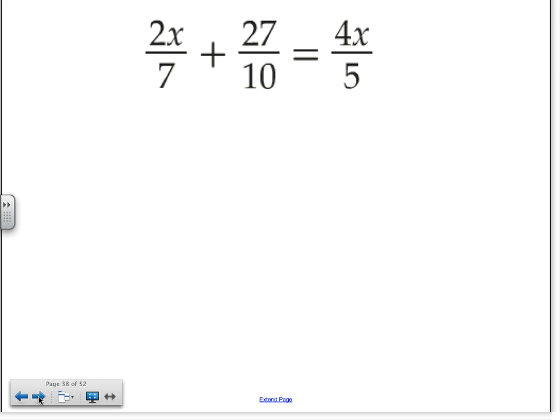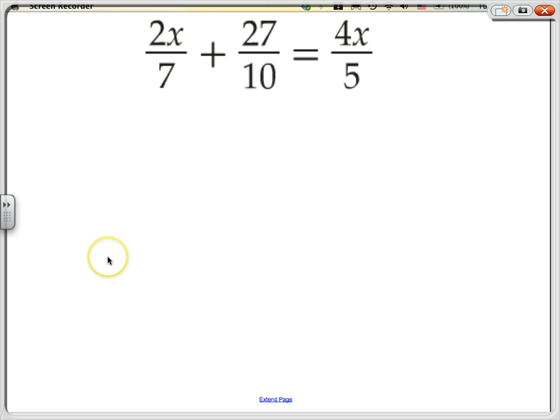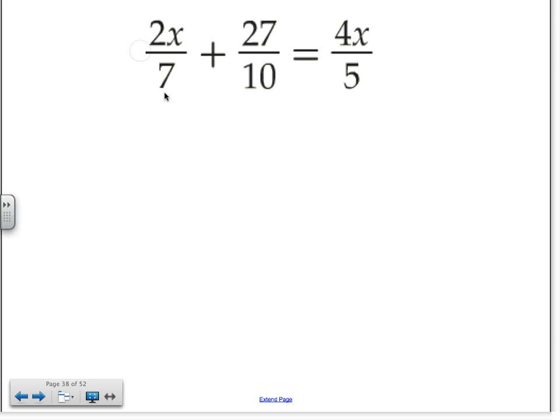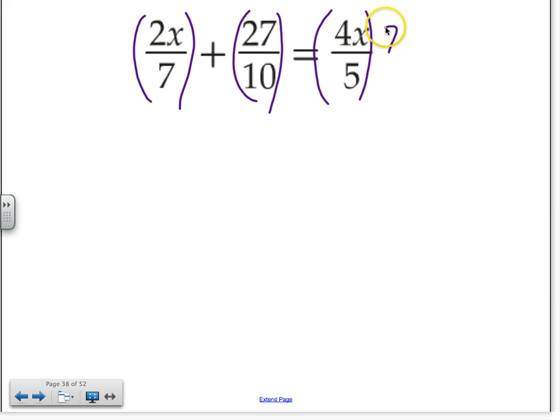Go. Okay, so take a look here. Of course, you all found 70 to be your LCD, right? So we're going to go ahead and take that 70 and multiply it to every single term. Here's 70 and 70.